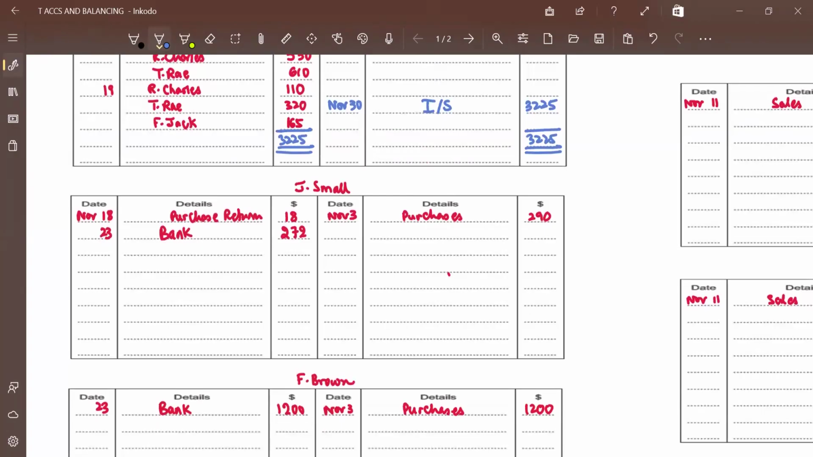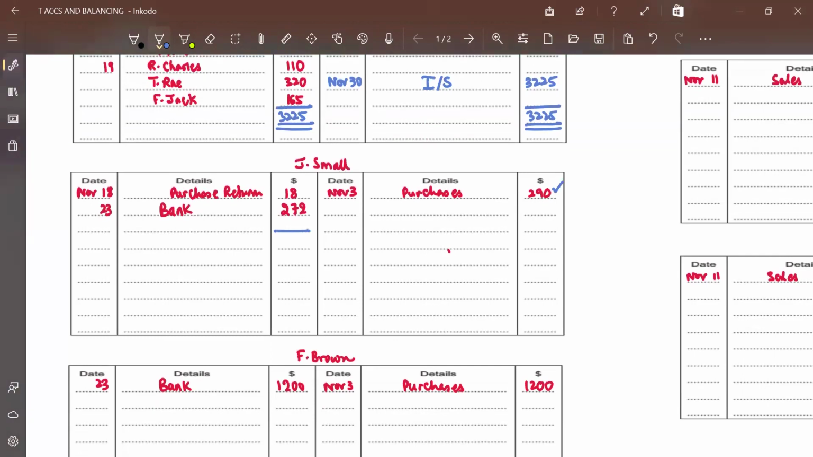Then we have J Small. Let's talk about J Small. J Small is a liability on you because you've purchased goods worth 290. Do we have a balance on the T account for J Small? I don't think so. You leave a line, you total both the sides. Look, the credit side is also 290, the debit side is also 290. So yes, this has been balanced, but it is already settled. The account is settled. We bought goods from him for 290. We returned goods worth $18, and the balance was already paid from the bank. So there are no balances to be carried forward into the trial balance for J Small.